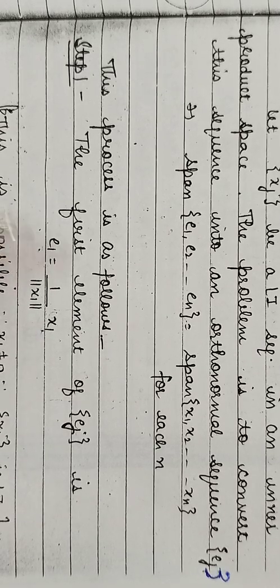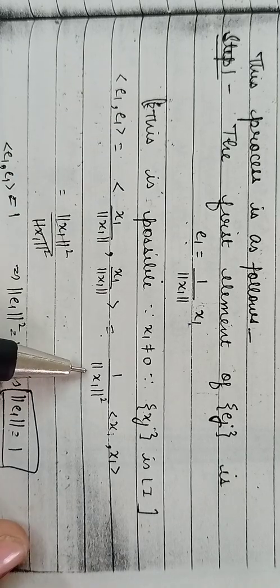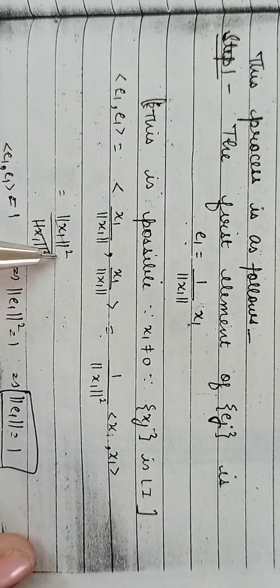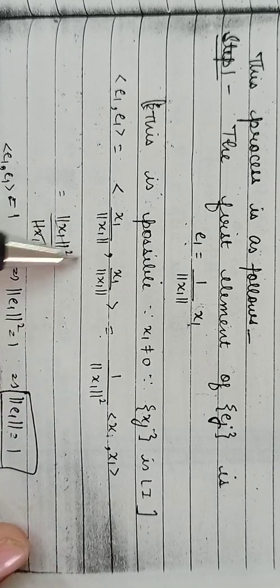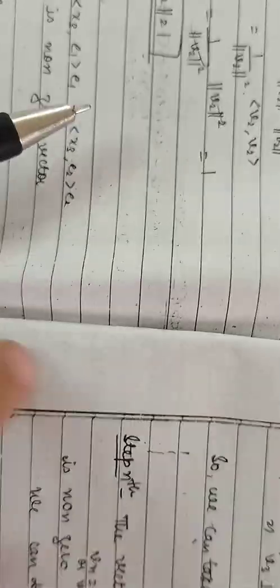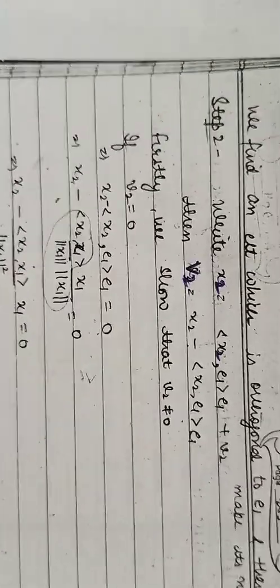Also, if we find the inner product of this vector with itself, we can see that this will become the inner product of x1 with x1, that is, x1 norm square divided by x1 norm square. This will become 1. So the norm of the vector e1 is 1. So in the first step, we have obtained the first member of our orthonormal sequence.